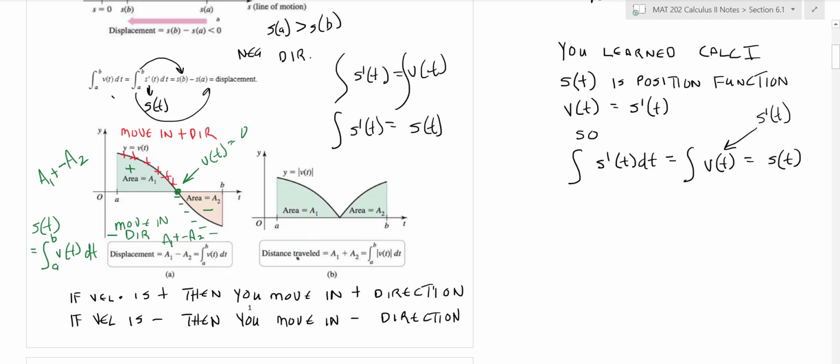Now, distance traveled is different from displacement, so you can write this down if you need to. Distance is always greater than or equal to 0.